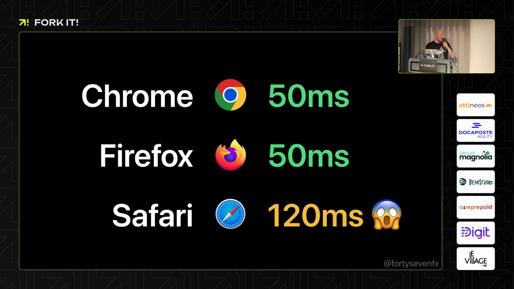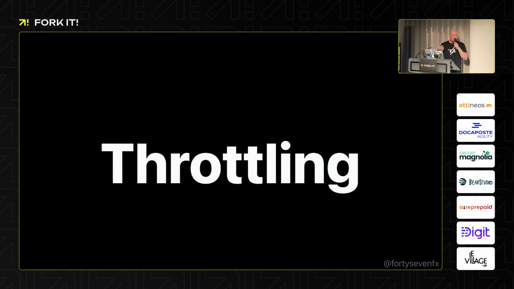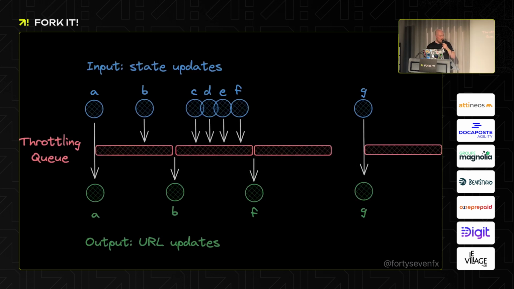Safari, on the other hand, is a bit more concerning. It has a much lower limit of how many calls you can make. And this used to be twice as bad. So it's getting better, but we're not there yet. But no matter what the number is, we still have to do some throttling. We still have to make sure that we don't update the URL too often, because we would get those errors. And so in nuqs, this is done using a throttling queue.